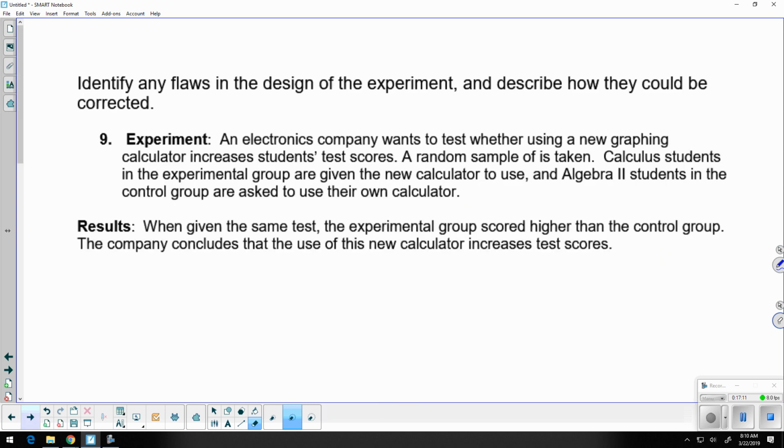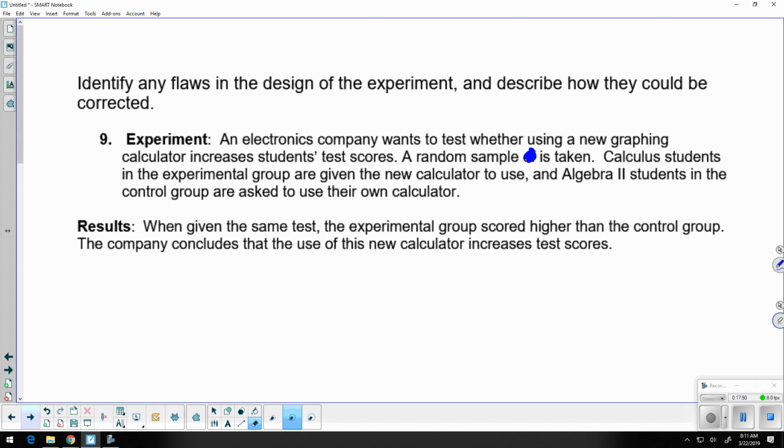Okay, so our last couple examples, the directions say we're going to identify any flaws in the design of the experiment and describe how they could be corrected. So we have these experiments, identify again what's wrong with it, and then we'll try and fix it as well. So here's the experiment. An electronics company wants to test whether using a new graphing calculator increases students' test scores. A random sample is taken. Calculus students in the experimental group are given the new calculator to use. Algebra 2 students in the control group are asked to use their own calculator.